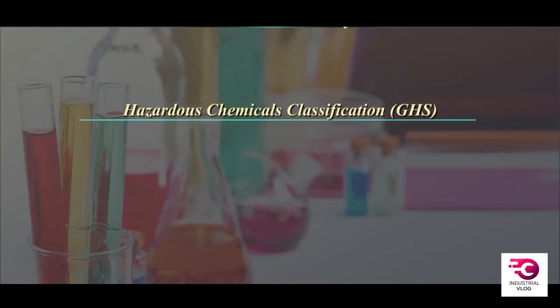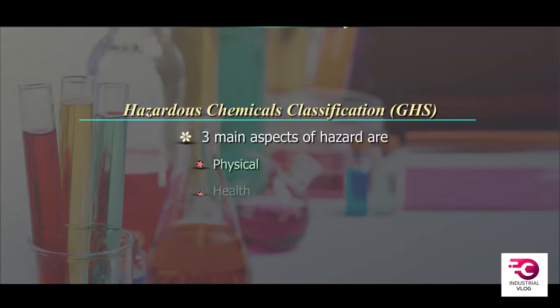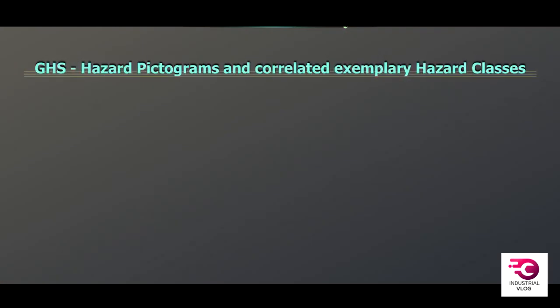Hazardous chemicals are classified under GHS. 3 main aspects of hazard are identified: physical, health, and environmental. GHS hazard pictograms and the correlated exemplary hazard classes.